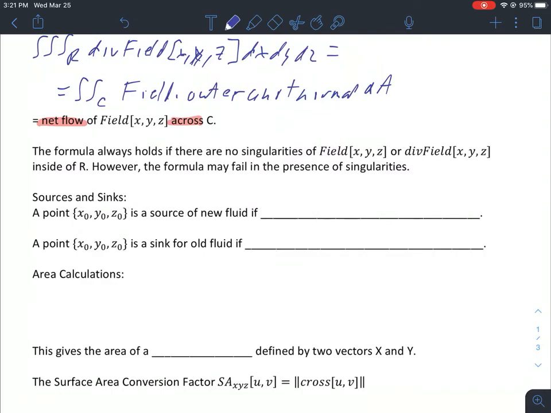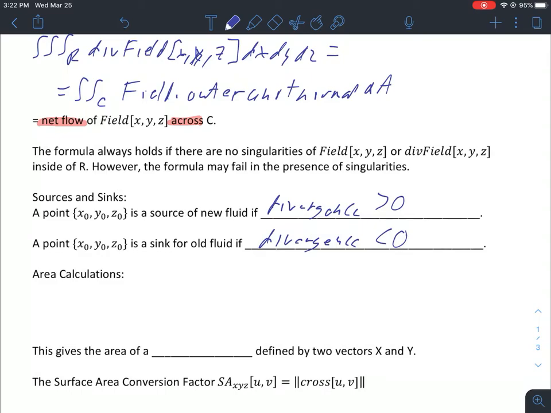Okay, sources and sinks. A point is a source if at that point the divergence is greater than 0, and it's a sink if at that point divergence is less than 0.